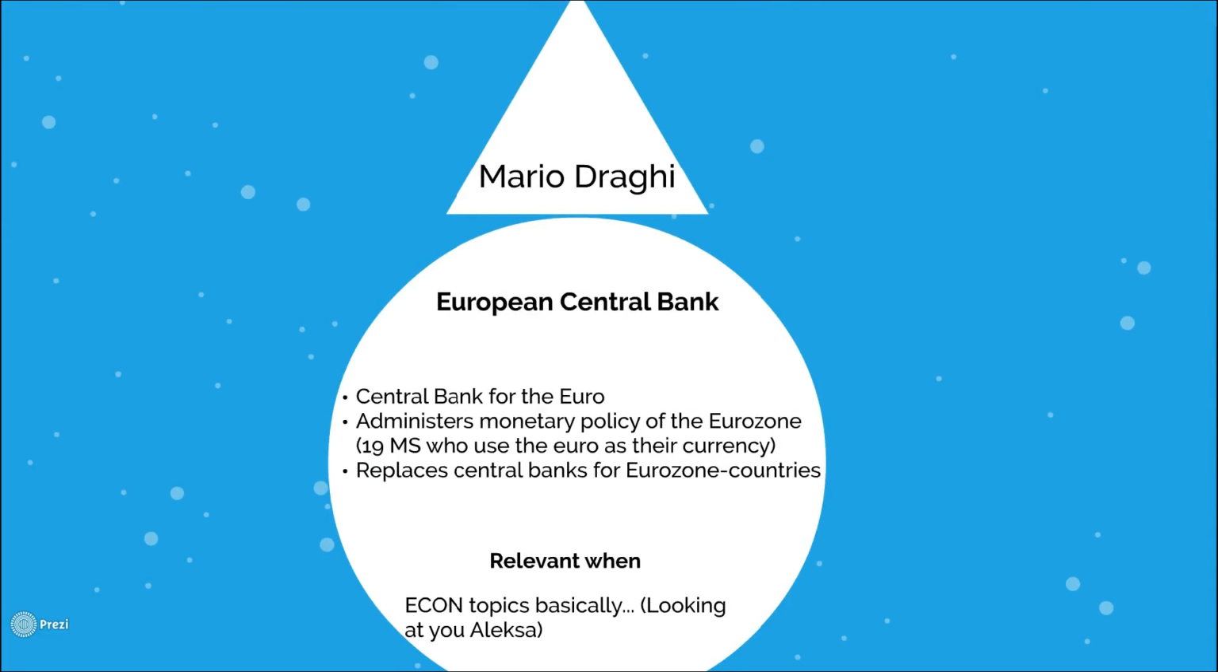Another institution of the EU is the European Central Bank, which is the central bank for the euro. It administers the monetary policy of the Eurozone, which consists of 19 member states who all use the euro. The European Central Bank replaces the central banks of individual Eurozone countries. The president of the European Central Bank, Mario Draghi currently, is appointed by the European Council. The European Central Bank, within an EYP context, is only relevant with some ECON topics.